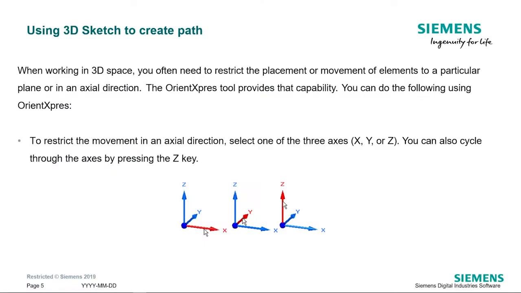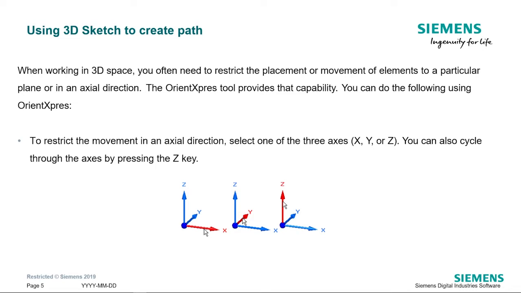So now let's take a look at how you can utilize the 3D sketch command in order to create a path inside XpresRoute. So whenever you're working with the 3D sketch environment, you'll see this XYZ coordinate system that shows up.